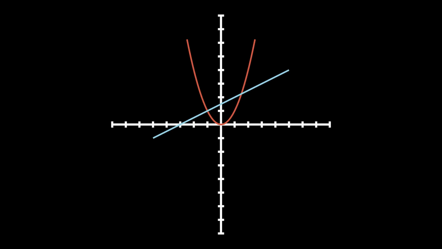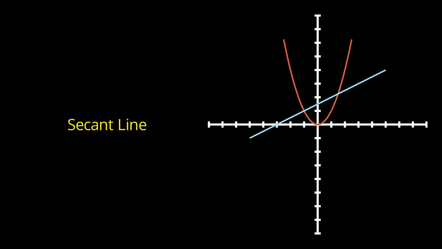Let's say we had the graph of a parabola, and let's say we had this line that cuts through this parabola. Now there's a name that we call this specific line, and we would call this line a secant line. And a secant line is a line that crosses through two or more points. And as you see, this line is crossing through 2 points on this parabola.